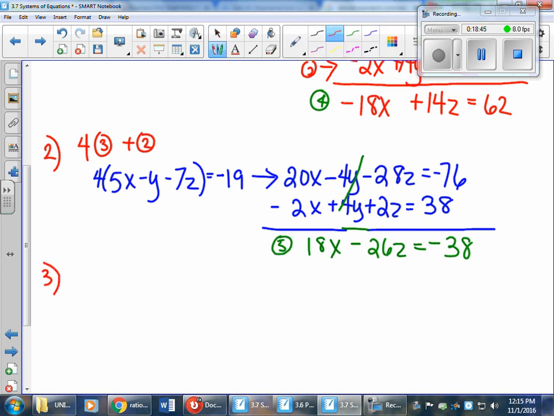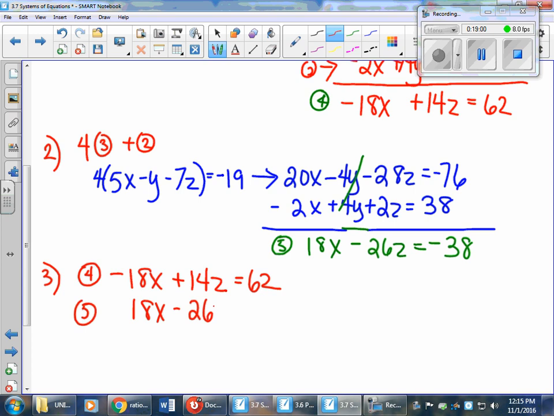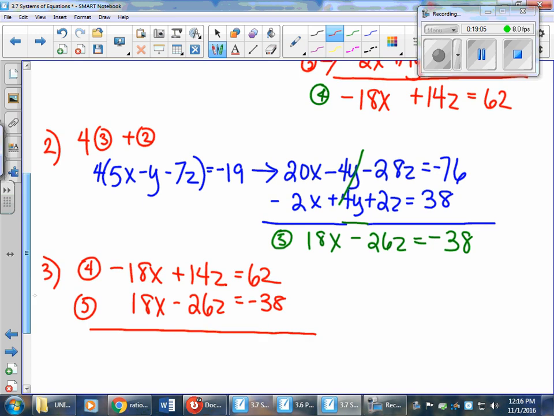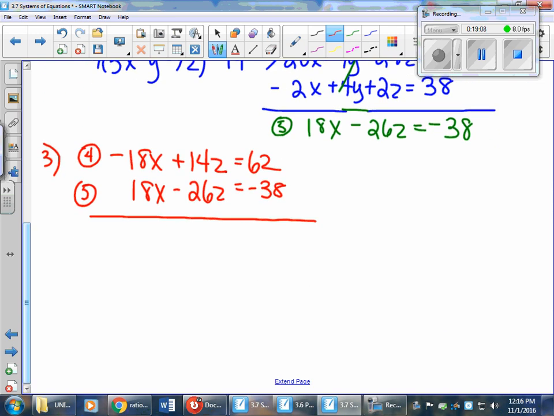So my third step is going to be, here's 4, my 2 by 2 system, negative 18x plus 14z equals 62, and my 5, which is 18x minus 26z equals negative 38. And nicely, if I simply add these two together, I can eliminate my x's and come up with my z's. So these cancel, and I'm left with negative 12z is equal to 24. So z is equal to negative 2.